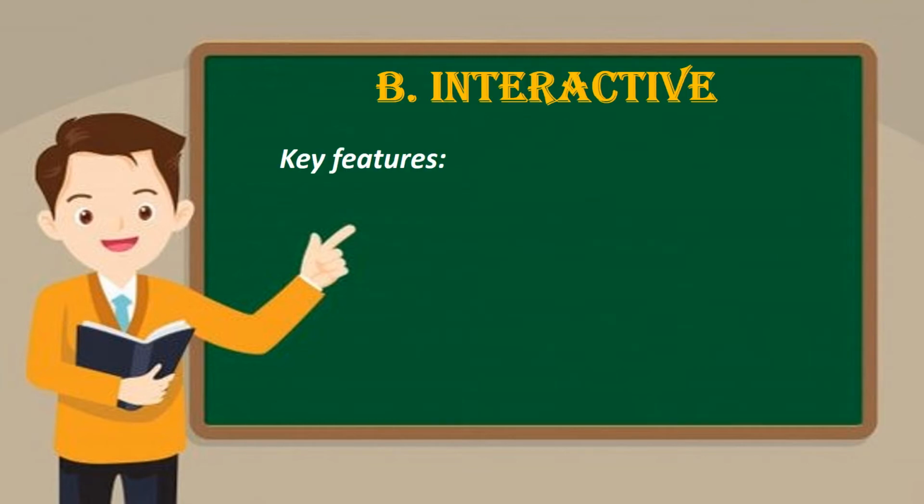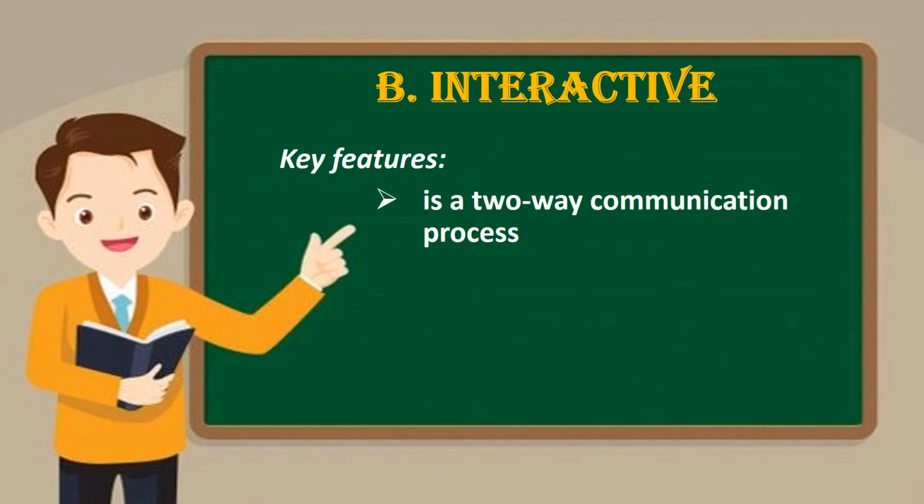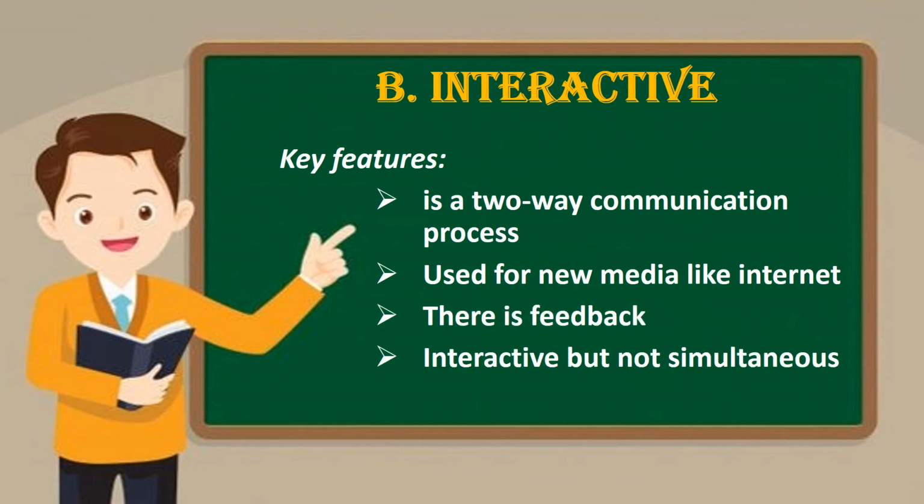Interactive. The term itself, interact, it is a two-way communication process. Used for media like the internet, there is feedback, it is interactive, but not simultaneous. As I said, the interactive approach is a two-way communication process where a response is given after a message is sent. The recipient of the message intentionally or unintentionally gives feedback associated with the information received.